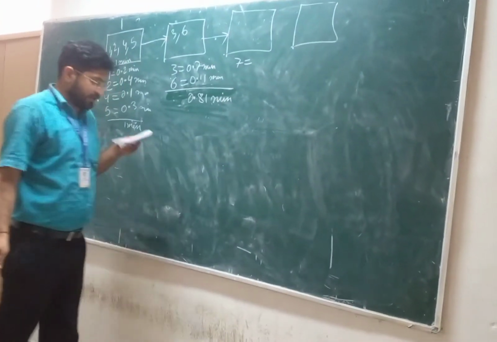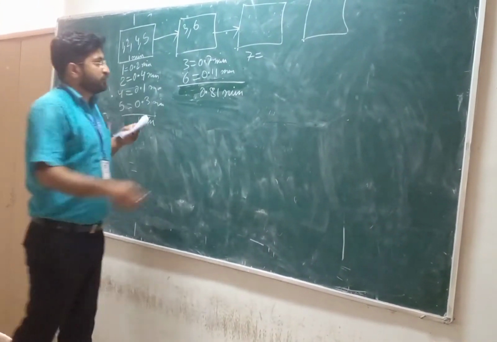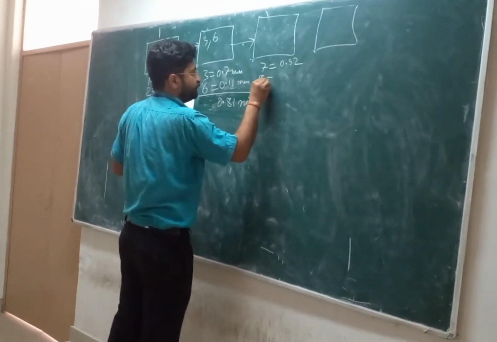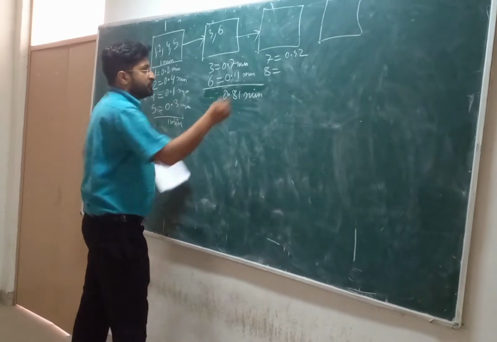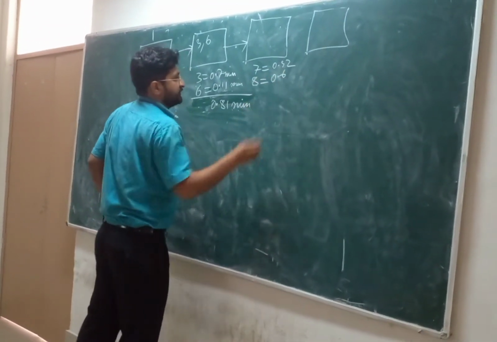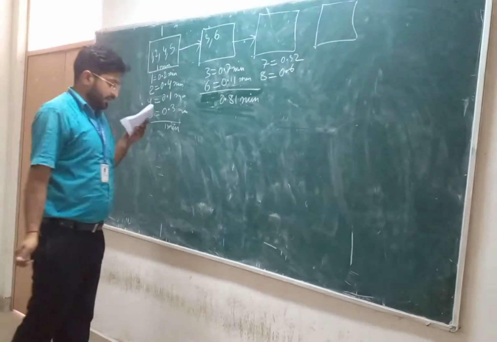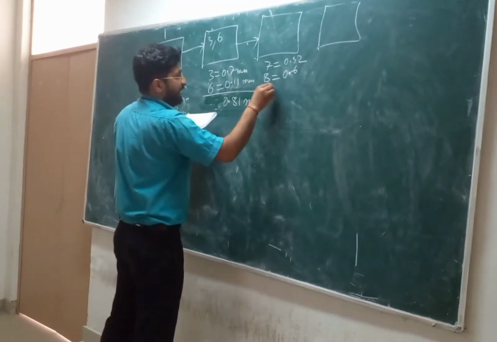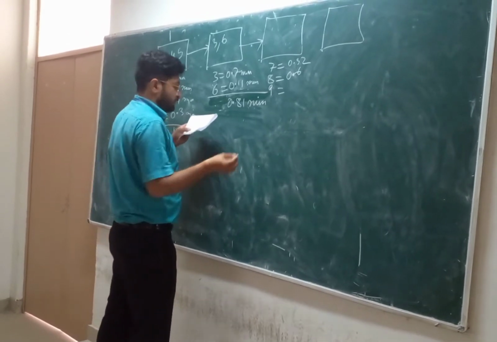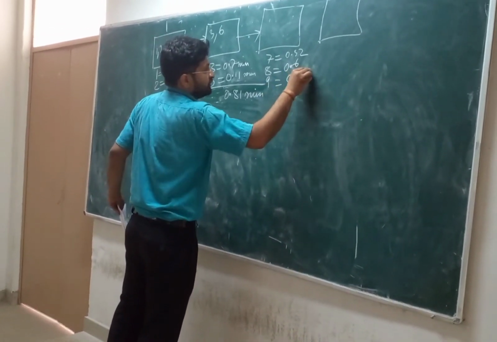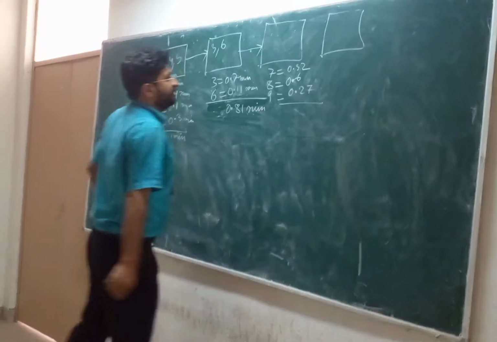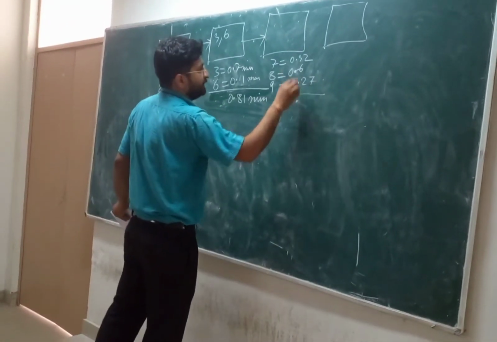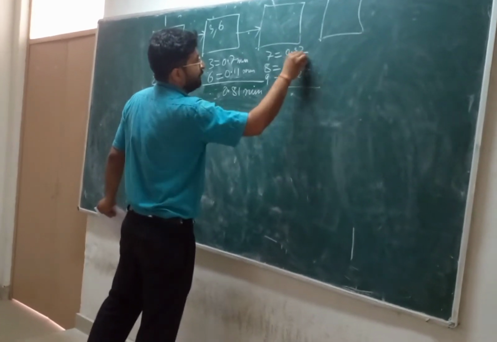7 equals to how much minute? 0.32 minute. Now 8 element, 0.6. 9. Can we put 9 also? Let's see. If we put 9, how much is it? 0.27. If we add, how much we get? 1.19.